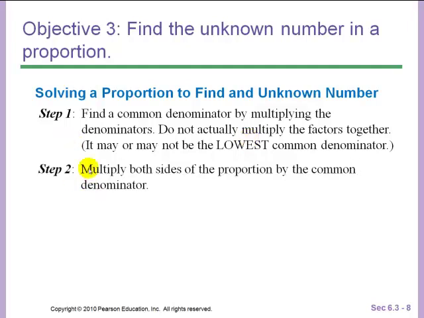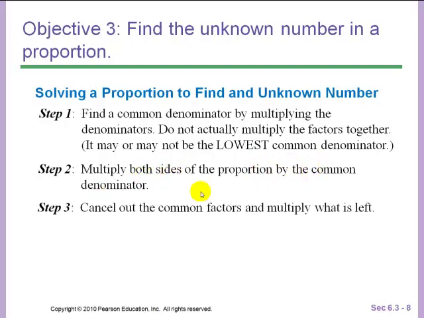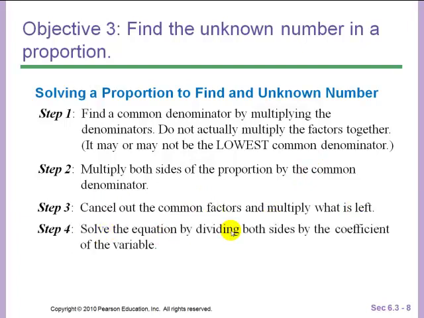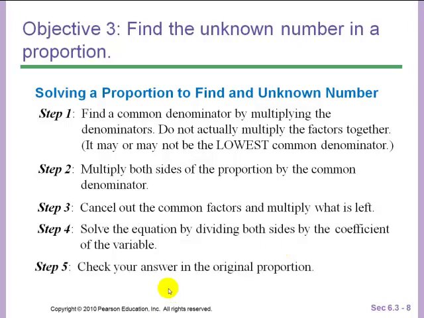Step 2 is to multiply both sides of the proportion. Because we have an equal sign, we're going to do it to both sides, and you're going to multiply by this common denominator you found. Then you will cancel out the common factors and multiply what is left, and then solve the equation by dividing both sides by the coefficient of the variable. So we'll solve like normal. Lastly, as always, you should check your answer in the original problem.